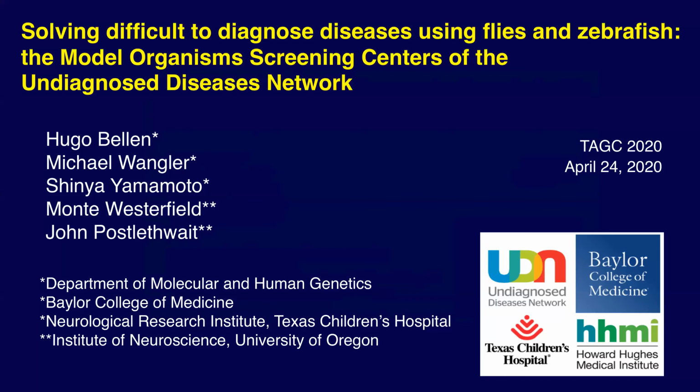So we're a part of the Model Organisms Screening Center of the Undiagnosed Diseases Network, and our goal is to help in the diagnosis and the molecular pathogenesis of genes that are being discovered in rare disease patients. The Model Organism Screening Center consists of 3 people, myself, Michael Wangler, and Shinya Yamamoto, and a zebrafish team, Monty Westerfield and John Postlethwaite at the University of Oregon. I will not be talking about the zebrafish much and focus on what we do at Baylor College of Medicine in the Model Organism Screening Center.